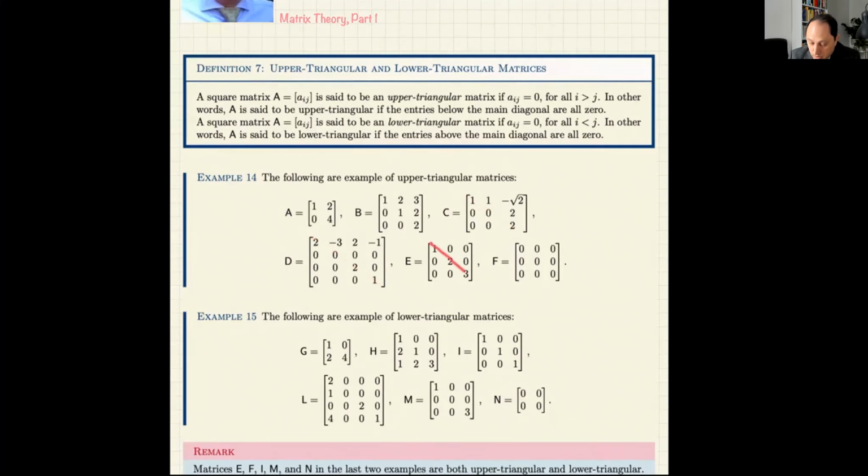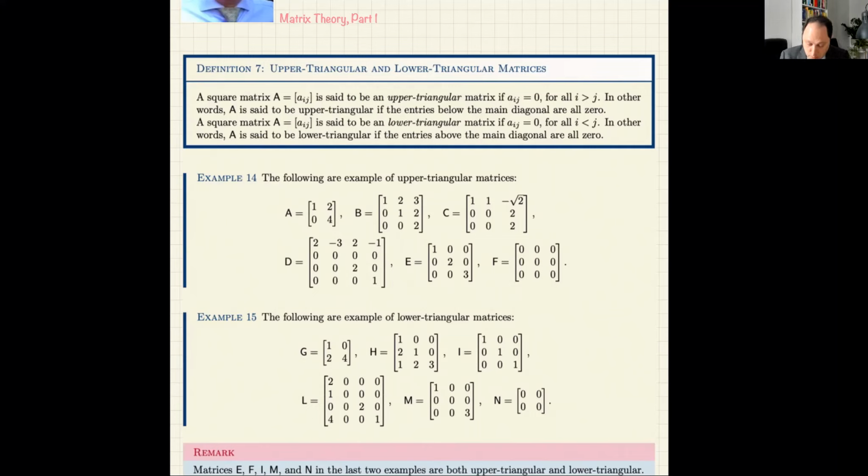This is also interesting. Is it an upper triangular matrix? Yes. Because when I draw this main diagonal, everything below is 0. And is this an upper triangular matrix? Yes, if I draw this, everything below is 0. Of course, these are extreme cases because these two examples are also lower triangular matrices, yes?